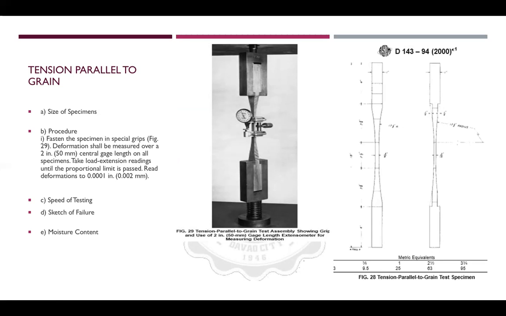As for the sketch of failure, it should be sketched on the data sheet. For the moisture content, a section about 3 inches or 76 millimeter in length shall be cut from the specimen near to the failure.